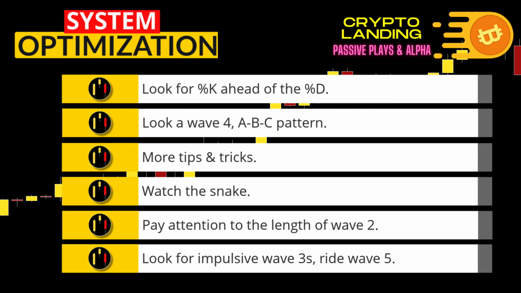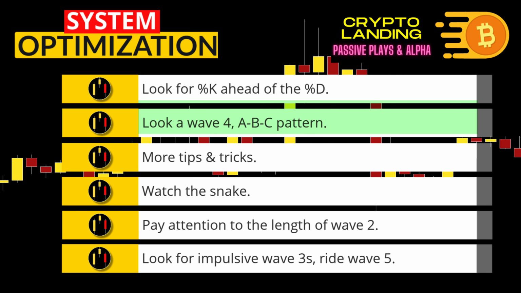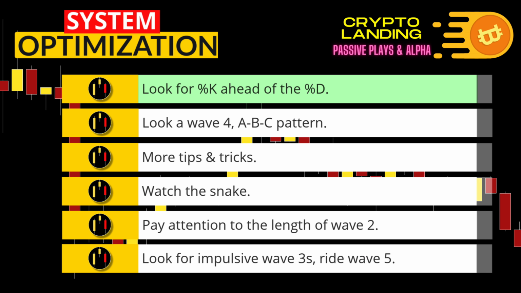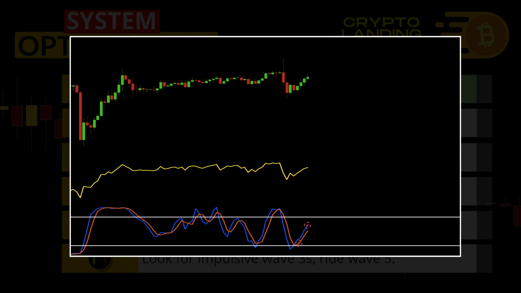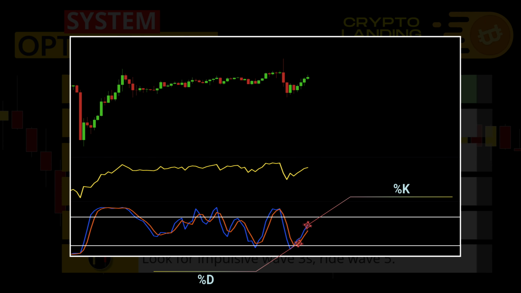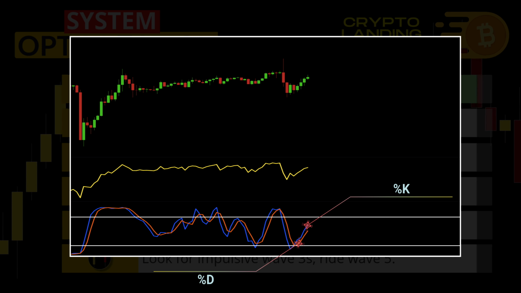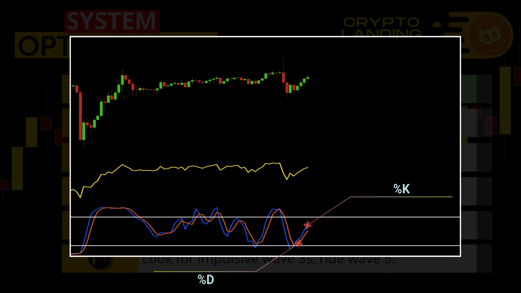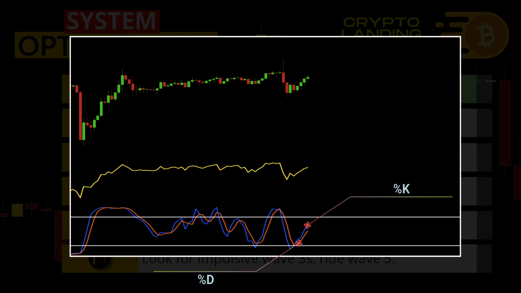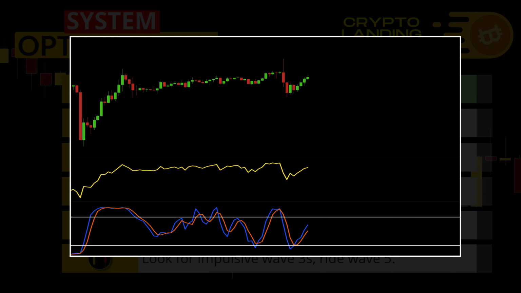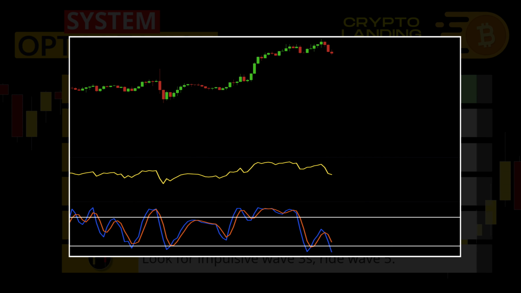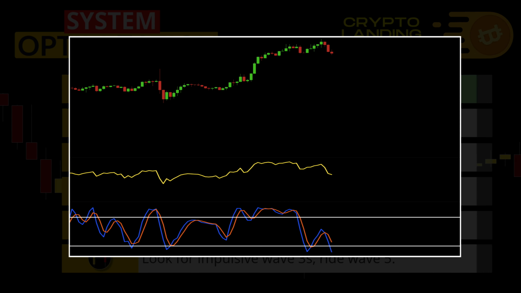I have 6 advanced tips on how to use this system. First, there is a little trick you can do with the stochastic RSI. When the %K line shown here in blue is ahead of the %D line, either straight up or straight down, the market usually continues in that direction.